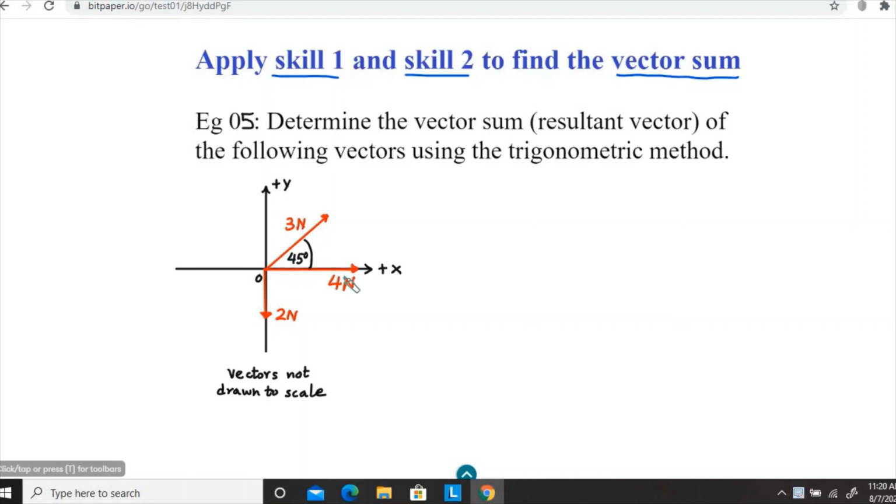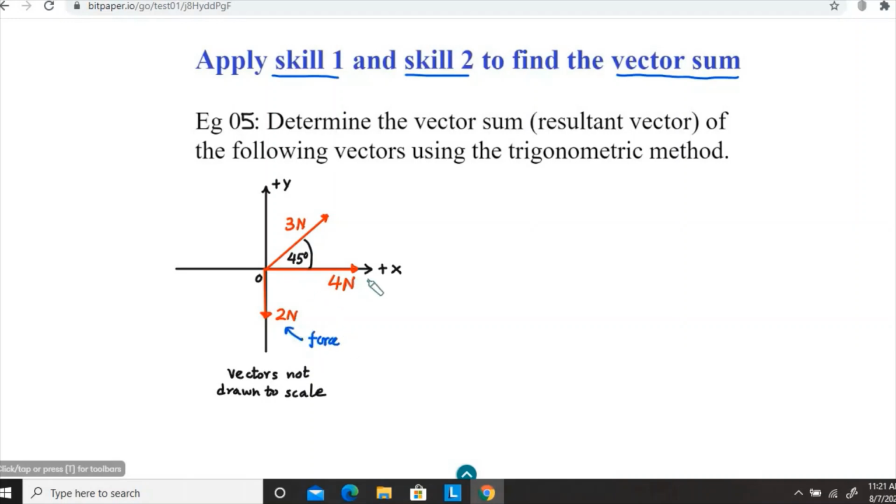We are given several vectors and we want to find the resultant vector that describes all these vectors. As I told you, the resultant vector is a single vector that replaces a whole combination of different types of vectors. And this will be something very important in our course. Throughout the course, you will learn about these resultant vectors. So we have a 2 Newton vector in the negative y direction. That's a force, so that's why there's a unit N.